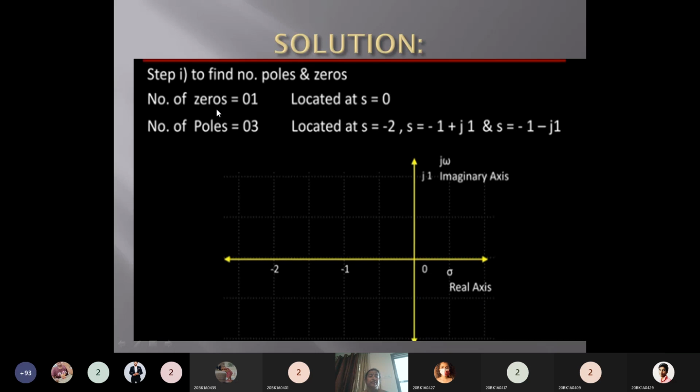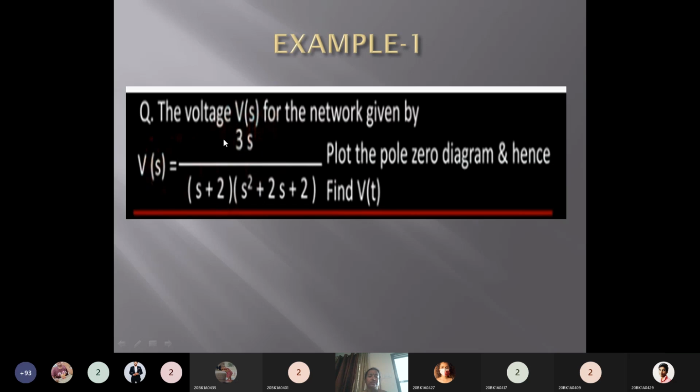Let us see. This particular transfer function consists of a number of zeros. This one is actually a constant, a scaling factor, for the given zero on the numerator. So here there is no zero.